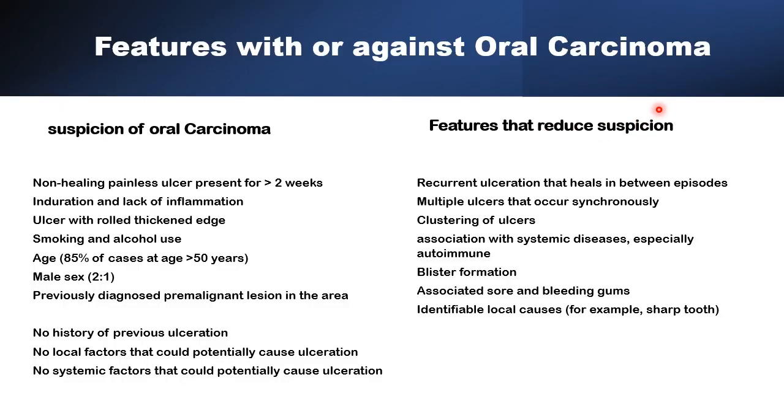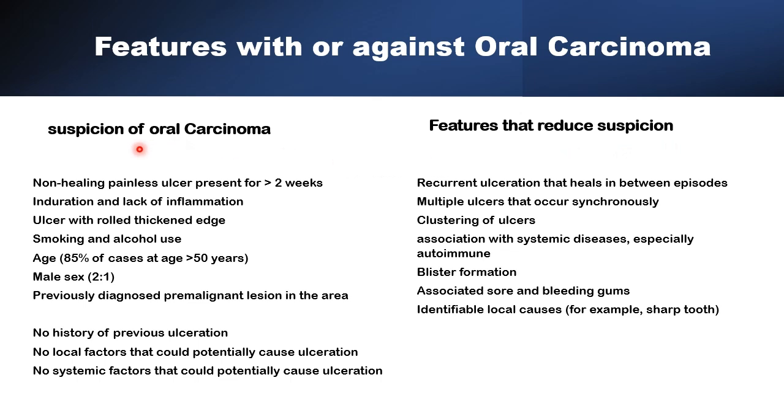Oral carcinoma is the most sinister of all oral ulcers, and its diagnosis has to be categorically excluded as a first step in the management of solitary chronic ulcers. There are some features that would raise suspicion of oral carcinoma and other features that may reduce this suspicion.